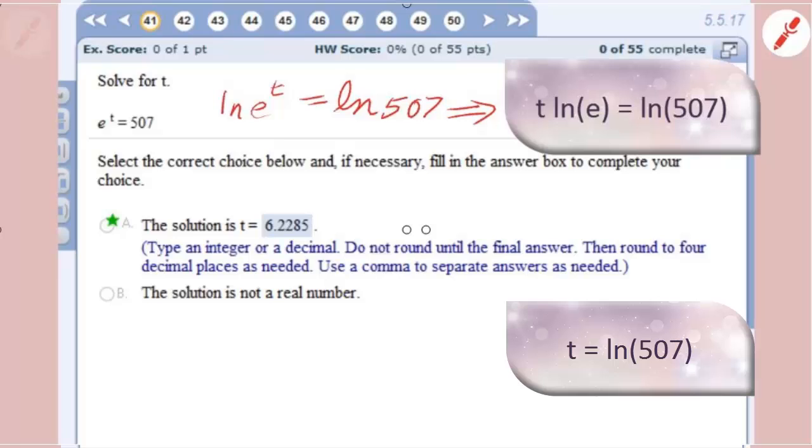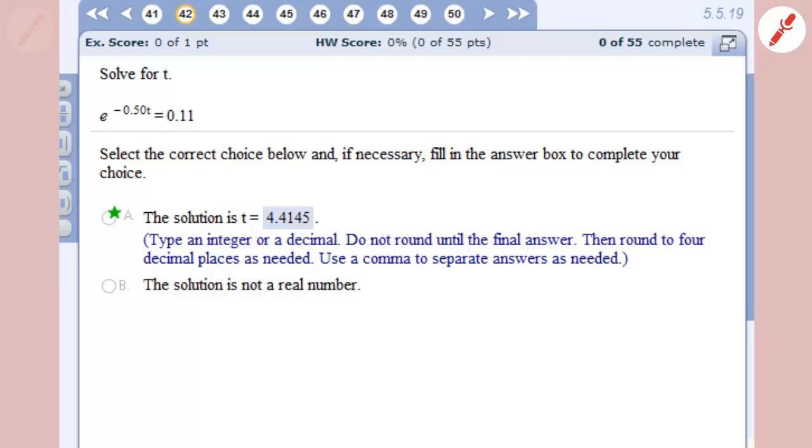Now I left the answer there. So let's see if my calculator agrees that the ln of 507 is 6.2285. Yes, it is. Here's one.